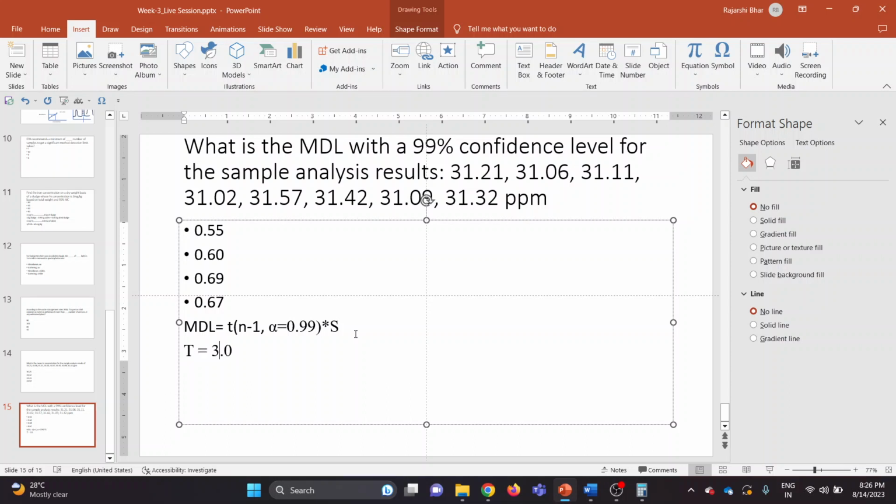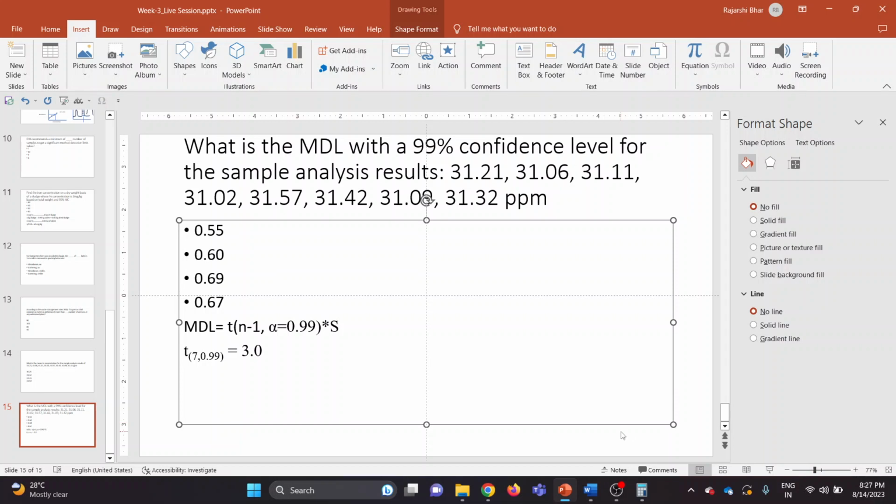Although there is a t table for it, which you can anyways refer to later on. But for now, this is the t value that you will get for t in bracket 7, and S is the standard deviation. So this is what you need to calculate for this question. Since this might take some time to calculate the standard deviation, you can have 10 minutes to go through this and let me know if you are having any problem with it.